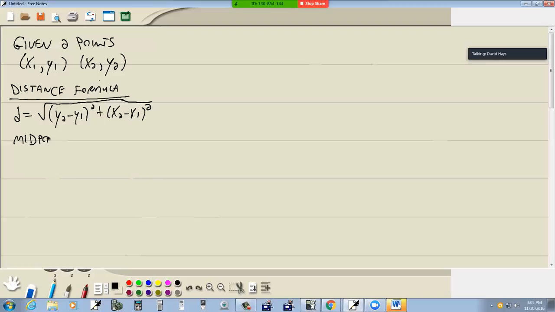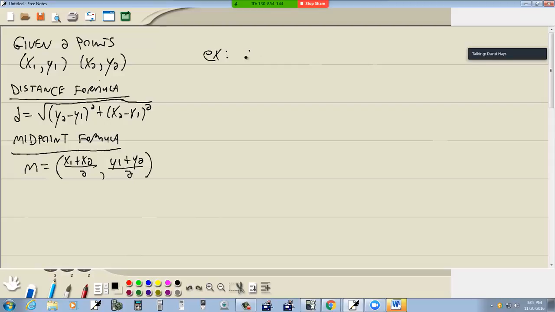We also have the midpoint formula, it says our midpoint is equal to x1 plus x2 divided by 2, comma, y1 plus y2 divided by 2. So if we have the points 3, negative 1 and 4, negative 2, and I want to find distance.